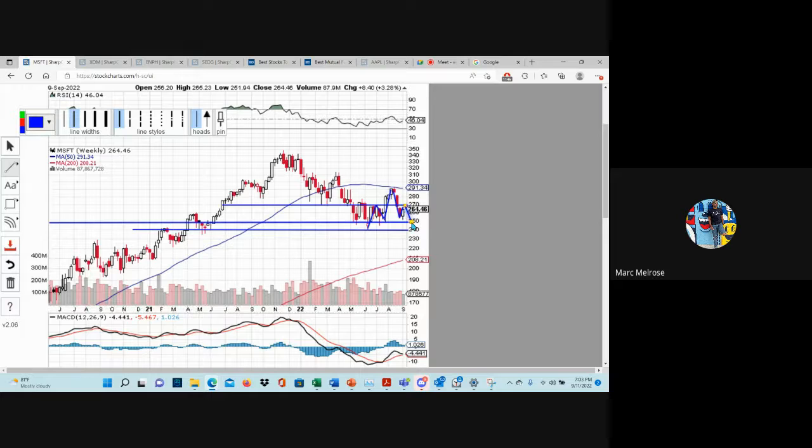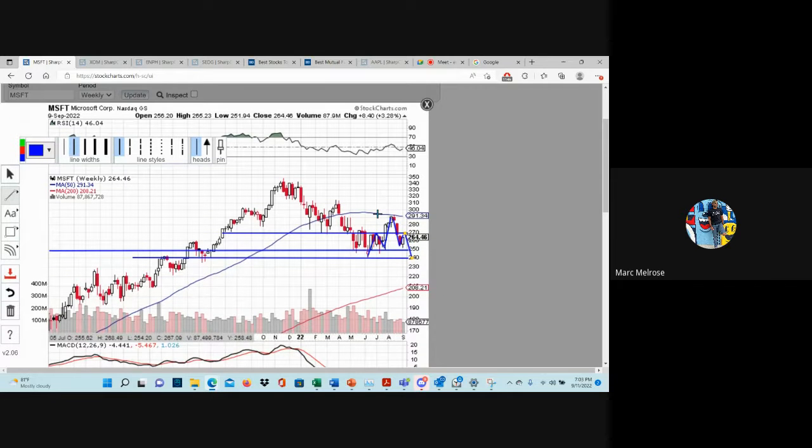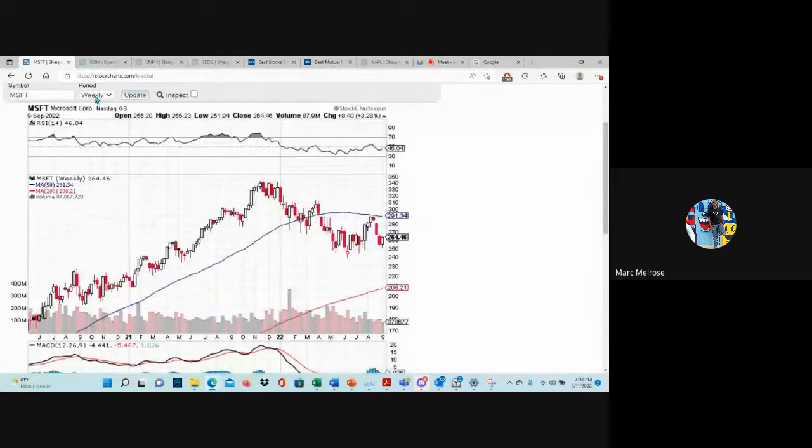If it shoots down, it's going to break down to 250, and then if it breaks 250, it's going to go to 240. That's what we're looking at. It looks like it's going to potentially make a head and shoulders pattern. That's what we're looking at on the weekly as well. All right, so let's look at the daily.